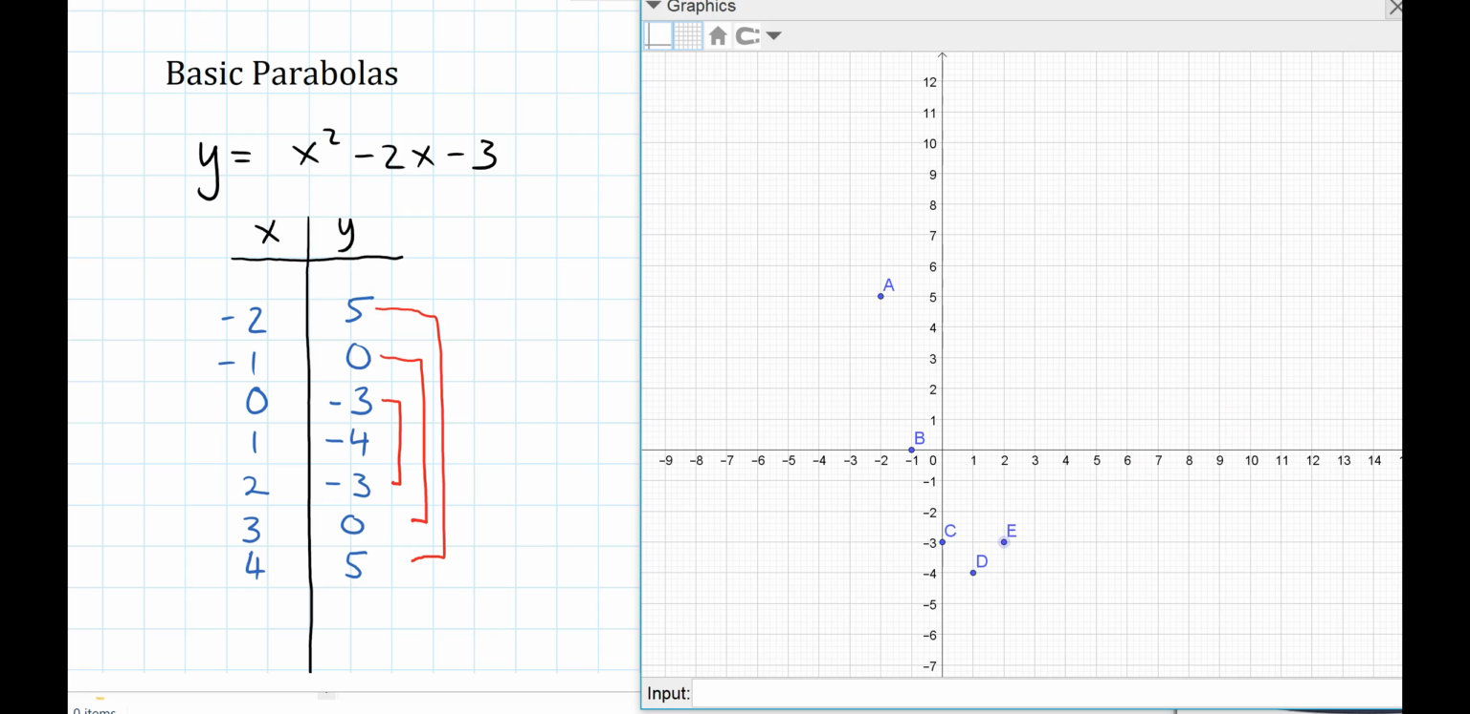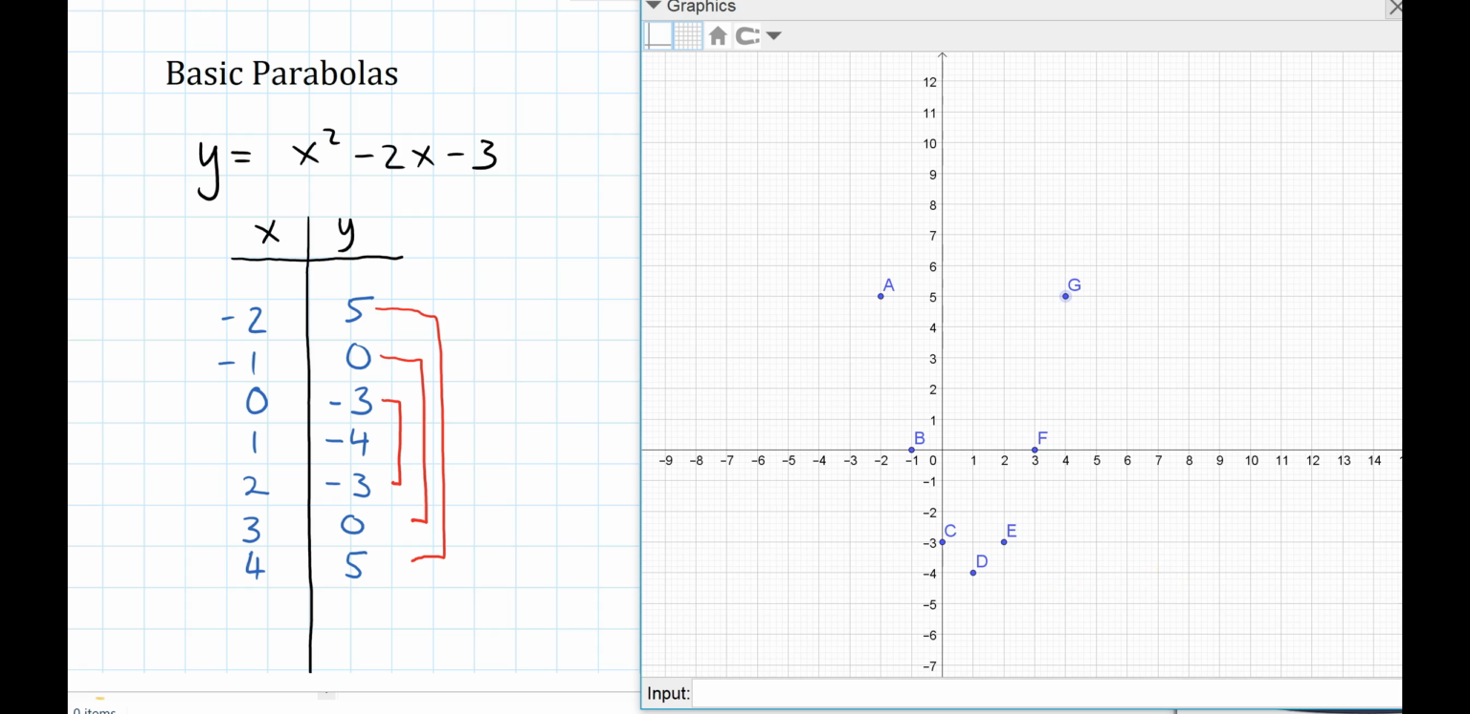I then go to point E, which is the point over here, 2, -3. The point F, which is my point over here on the x-axis again, 3, 0. And my last point, 4, 5, which I'm going to call G. And here we can see that we've got 7 points now, and that gives us a rough idea of what the curve is going to look like.